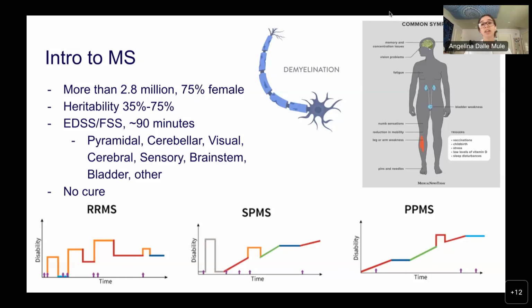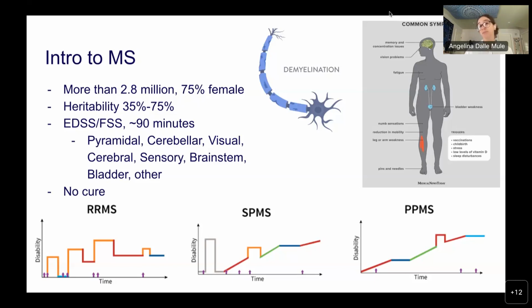This is done in an in-person multiple sclerosis center, typically once a year, or for multiple sclerosis diagnosis. This is done by a healthcare professional, and it takes around 90 minutes. This will be important later on in the presentation. Right now, there is no cure for multiple sclerosis. Treatments can be anything from steroids to just keeping track of your symptoms.